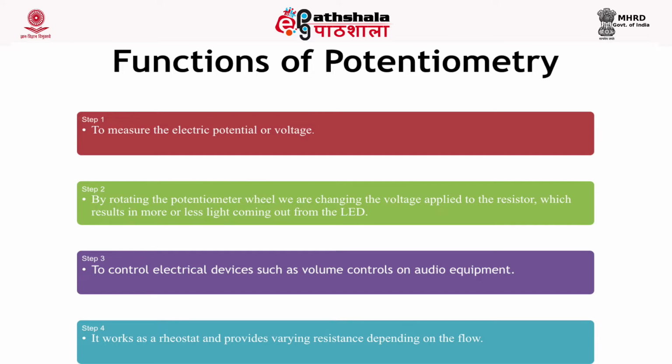The basic functions of a potentiometer are as follows. Step 1, to measure the electric potential or voltage. Step 2, by rotating the potentiometer wheel, we change the voltage applied to the resistor, which results in more or less light coming out from the light emitting diode. It is also used to control electrical devices such as the volume control on equipment. It works as a rheostat and provides varying resistance depending on the flow.